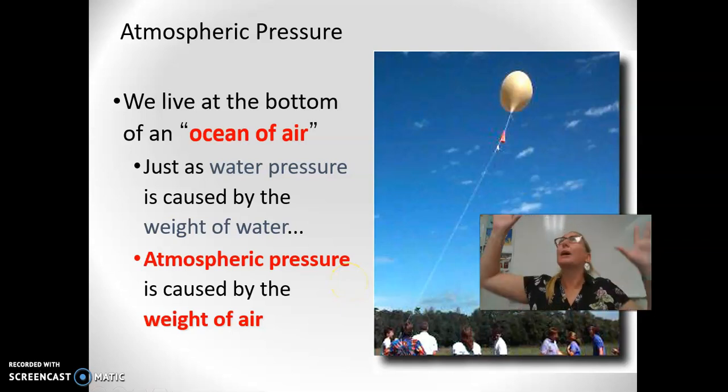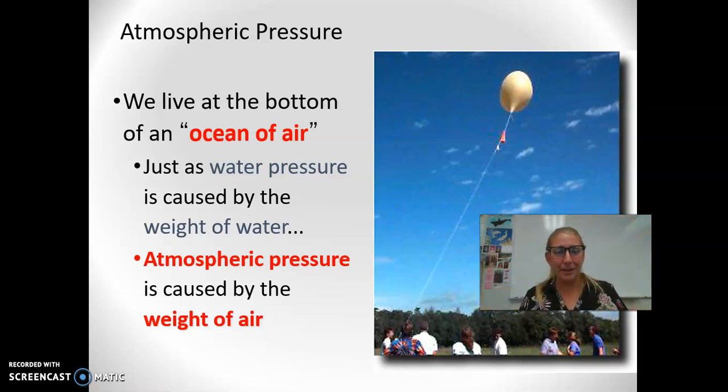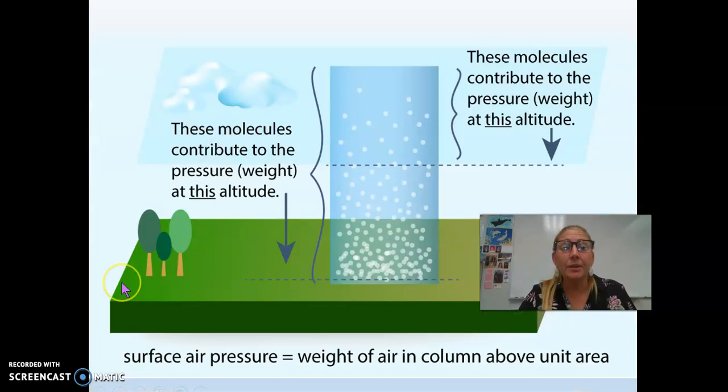We are literally at the bottom of an ocean full of air, and we can't really feel it, but all of those air molecules are pushing down on us, and that amount of pressure is what atmospheric pressure is, the weight of the air molecules being forced onto Earth's surface. And that's pretty much what you're seeing in this diagram here.